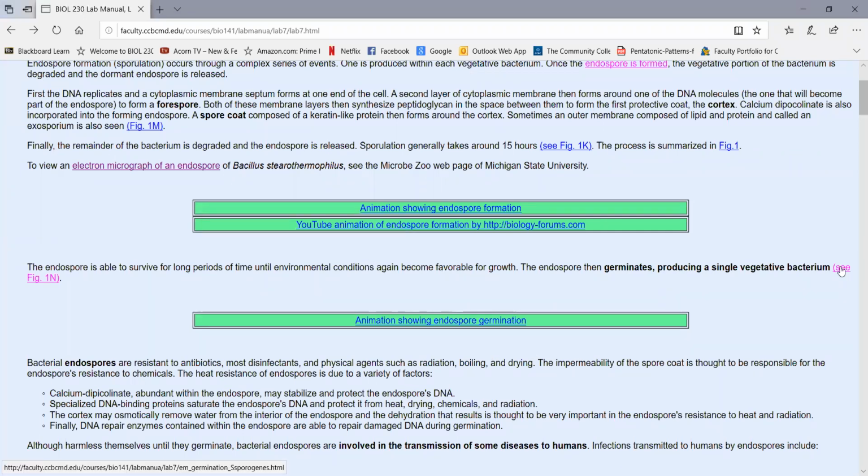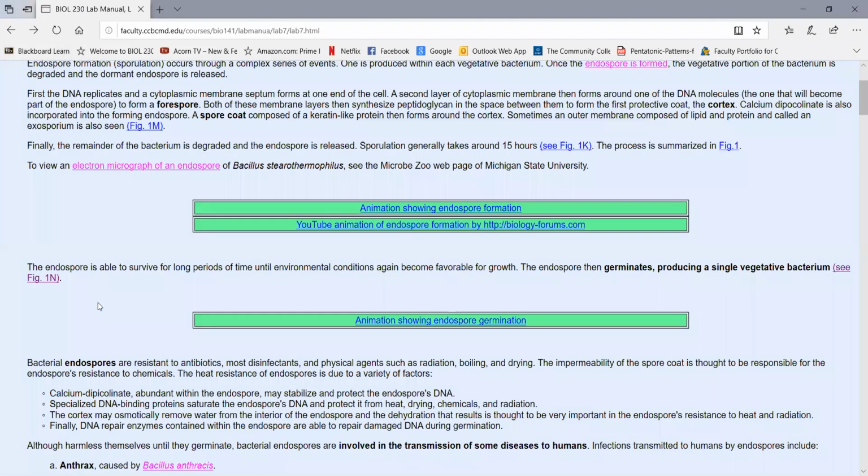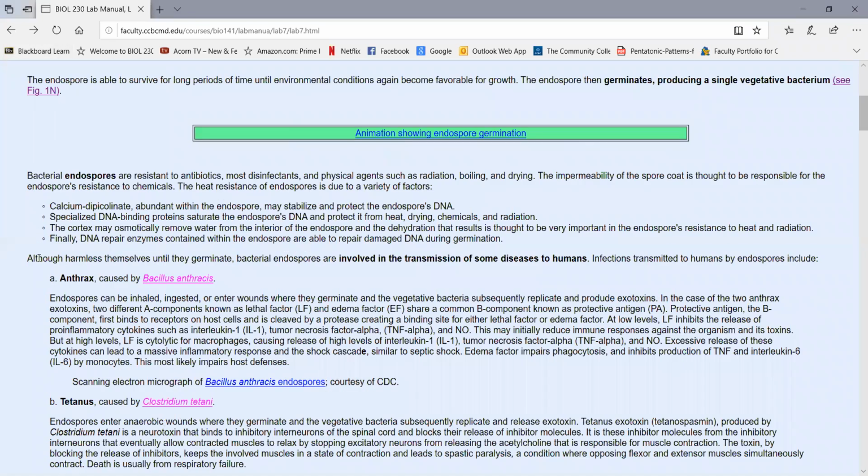And in this illustration, or this photomicrograph, we see an endospore of Clostridium sporogenes germinating. So these are endospores in figure 1N that haven't germinated. Here's one that is germinating, and you see the vegetative bacillus emerging from the endospore and already undergoing binary fission. Now, the endospores themselves are harmless. It's only the vegetative bacteria, if it's a pathogenic endospore producer, that is able to cause the infection.